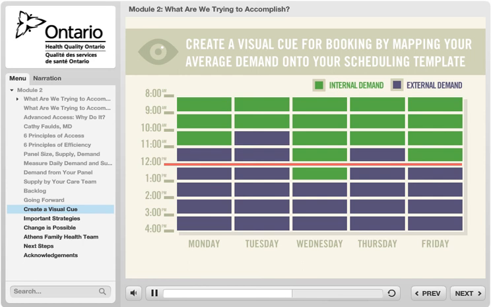Don't get bogged down in the different colors on the slide so much. They don't denote specific appointment types. It's just to show you the ratio of pre-booked and open appointment slots that are needed per day to meet the internal and external demand. The pre-booked appointments can occur any time of day based on the need of your patient population.